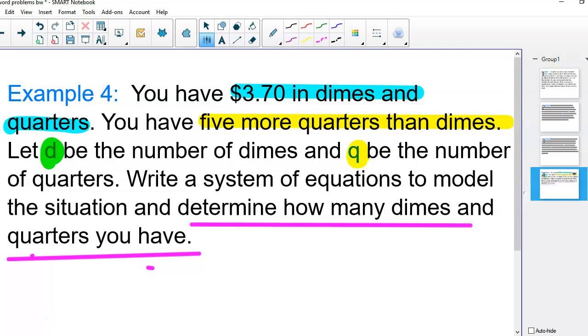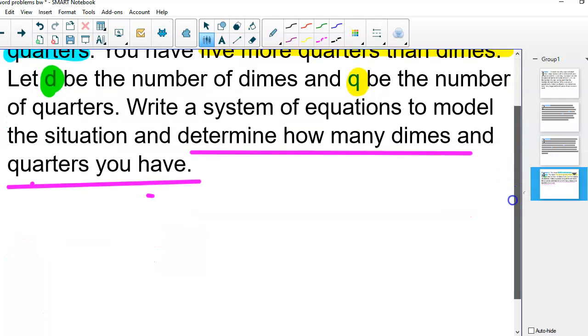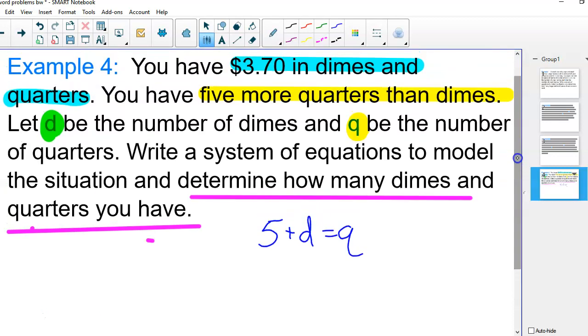Would one of them be 5 plus D? 5 plus D equals Q is one of them. That's right, because this sentence, 5 more quarters than dimes, says that if I knew how many dimes I had and I added 5 to it, I would get the number of quarters. So we have one. We need one more.